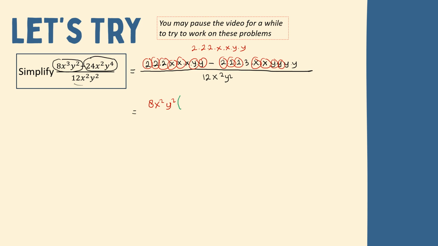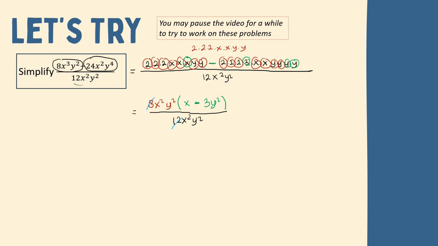The remaining factors, which are x minus 3, y times y is y squared, just like this. And all over 12x squared y squared. And now we can simplify the common terms here. Actually we can simplify 8 and 12 by dividing them by the same number, which is 4.